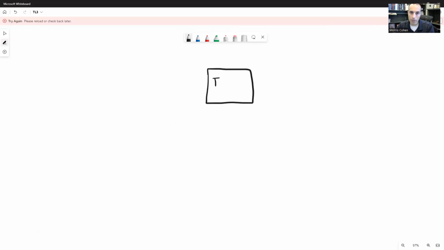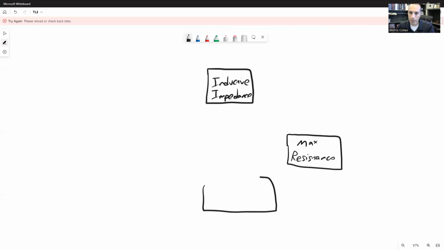This is going to be inductive impedance. Over here, this is going to be the max resistance. All right, this bottom box right here will be capacitive impedance. And this box over on the left is minimum resistance.